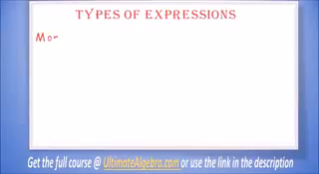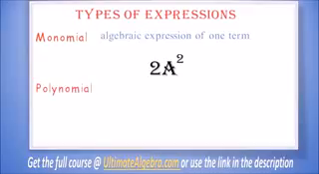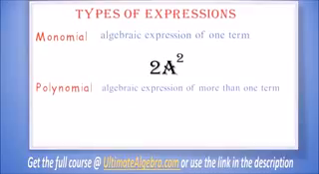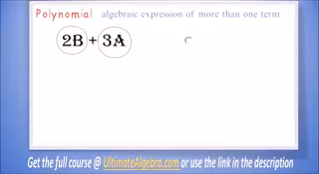Types of expressions. A monomial is an algebraic expression of one term. So when we have a single term like 2a squared, this is just one term. It has no plus or minus sign or anything else. A polynomial is an algebraic expression of more than one term. Example: we have 2b plus 3a. There is more than one term in this expression, so it's a polynomial. The terms are 2b and the 3a.